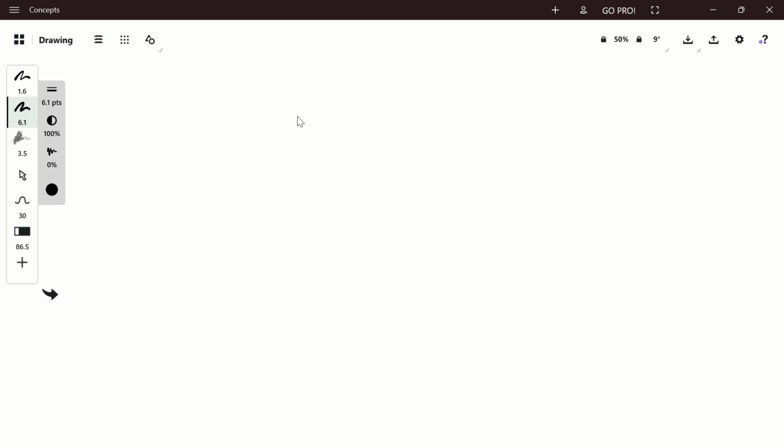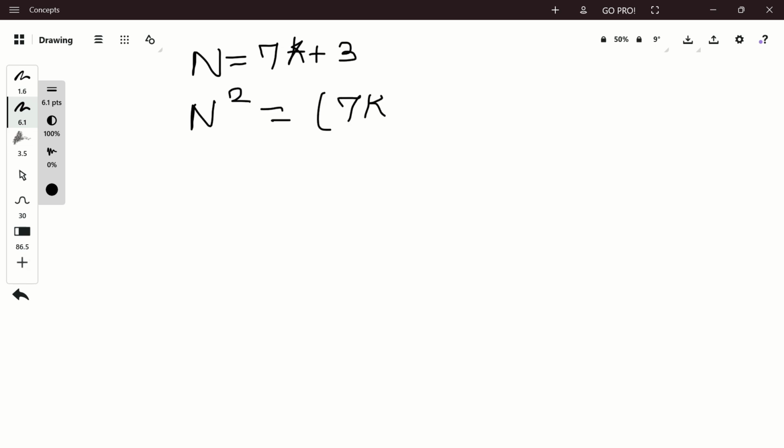Let n be the number. Given that n leaves a remainder of 3 when divided by 7, it can be written as n is equal to 7k plus 3, for some integer k. The square of the number is n square, which is equal to (7k plus 3) whole square.